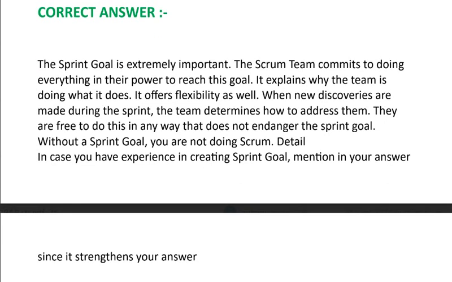Answer is, the sprint goal is extremely important. The Scrum team commits to doing everything in their power to reach this goal. It explains why the team is doing what it does. It offers flexibility as well. When new discoveries are made during the sprint, the team determines how to address them. They are free to do this in any way that does not endanger the sprint goal.